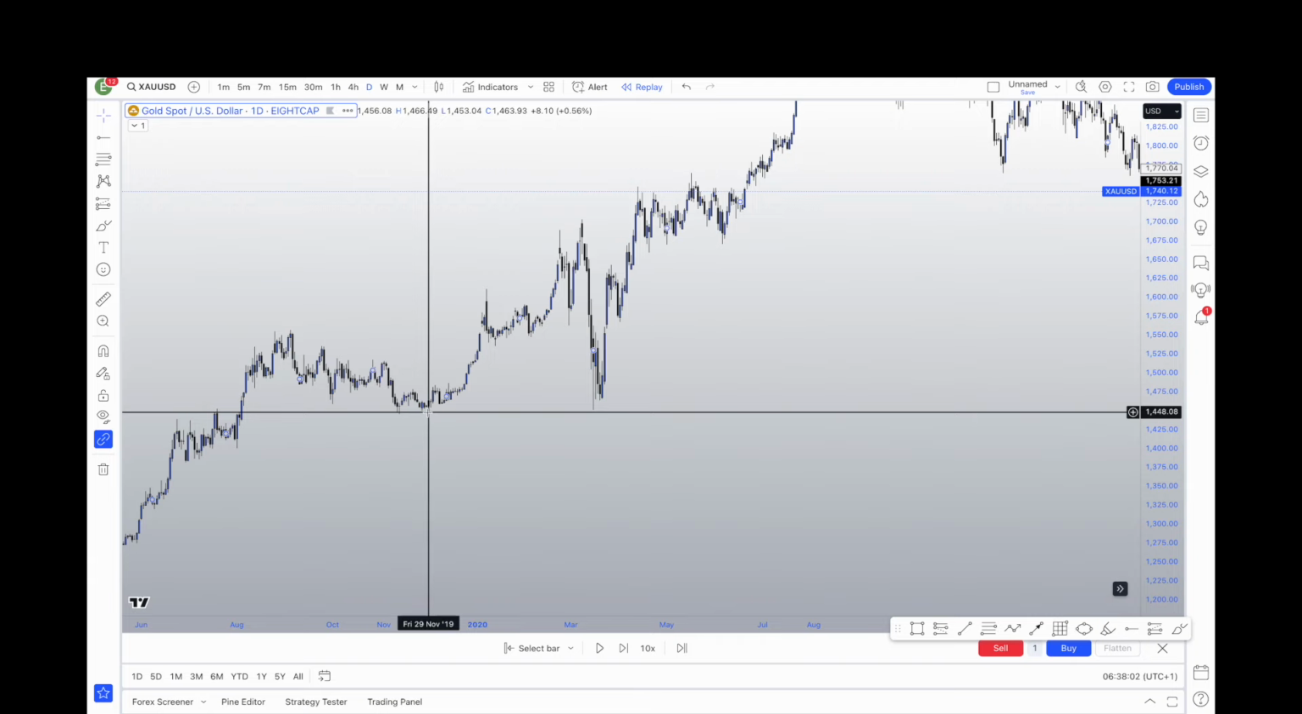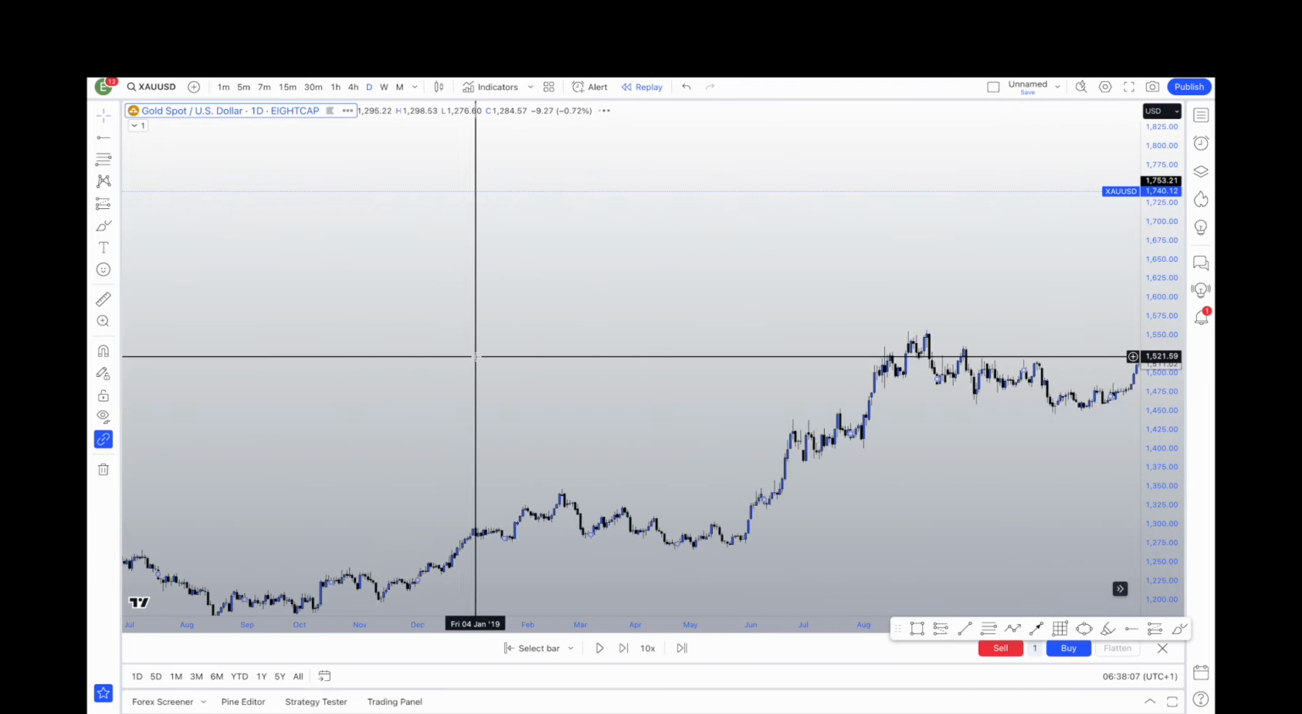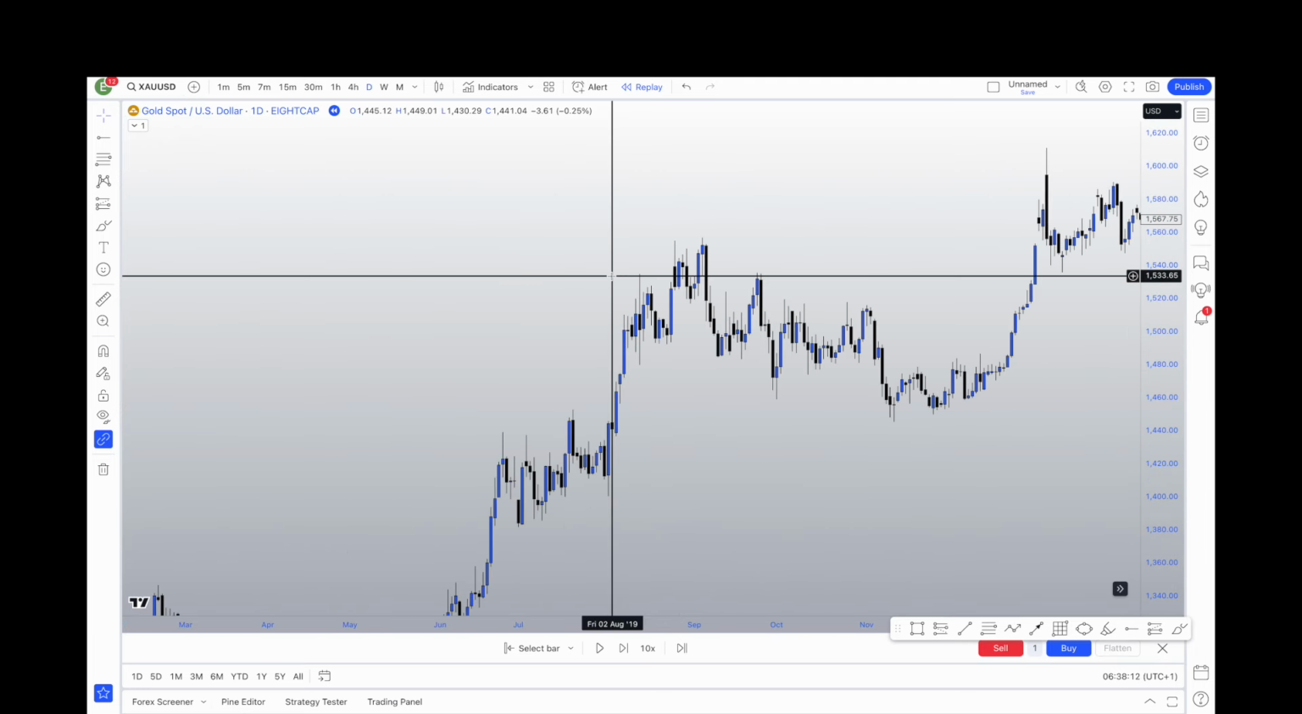So we are going to be looking on this market, looking out for beautiful weak areas in the market where we can look out for clear areas of support and resistance.